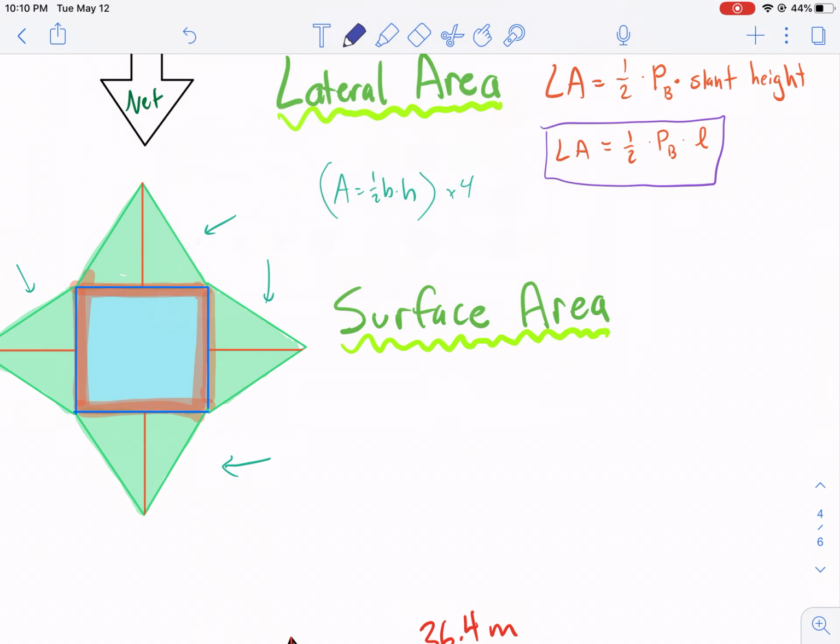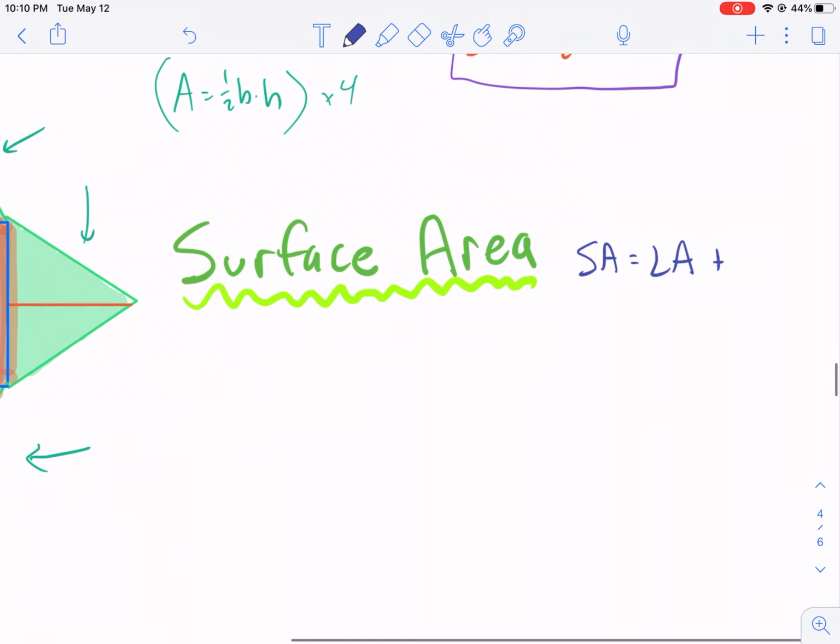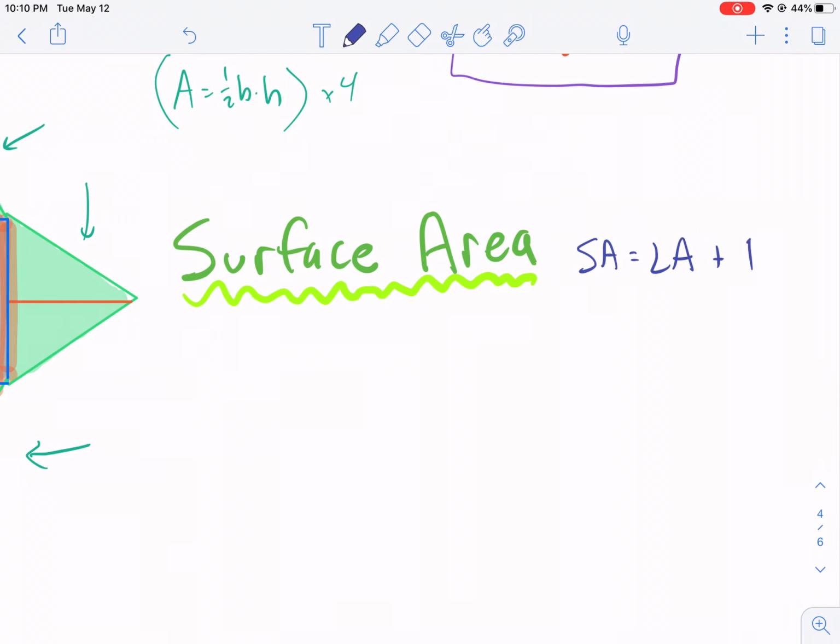It's almost the same as what we did with the prisms. So surface area equals the lateral area. And we used to have two bases with perimeter. With pyramids, we only have one base. So this is plus the base. I almost wrote 1B, but you don't need to write the 1. You can just say plus the base. Remember, big B means the area of the base.